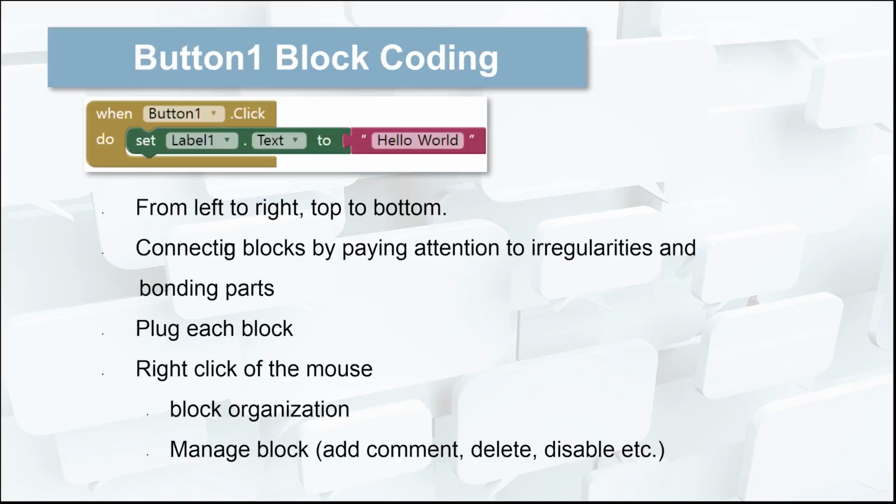If we try to state the principle of block coding, it is executed as follows. When an event occurs, the program runs from top to bottom and from left to right. So the principle of block code is top to bottom, left to right.